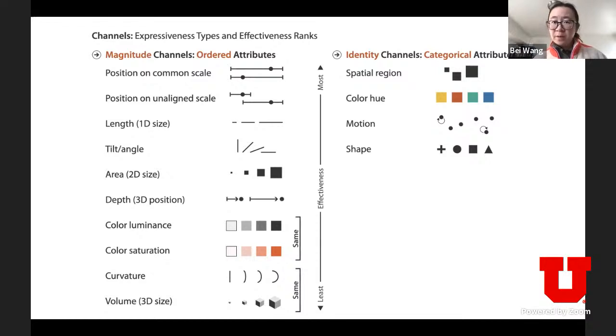Now, you also talk about the identity channel, especially when you have categorical attributes. You can use different colors and different hues to correspond to different entities. For example, yellow corresponding to the banana, red corresponding to the apple, and so on and so forth. When you have categorical data, you can use color to represent those data sets. You can also use spatial regions, and sometimes you can also use motion as well as different shapes to encode categorical attributes.